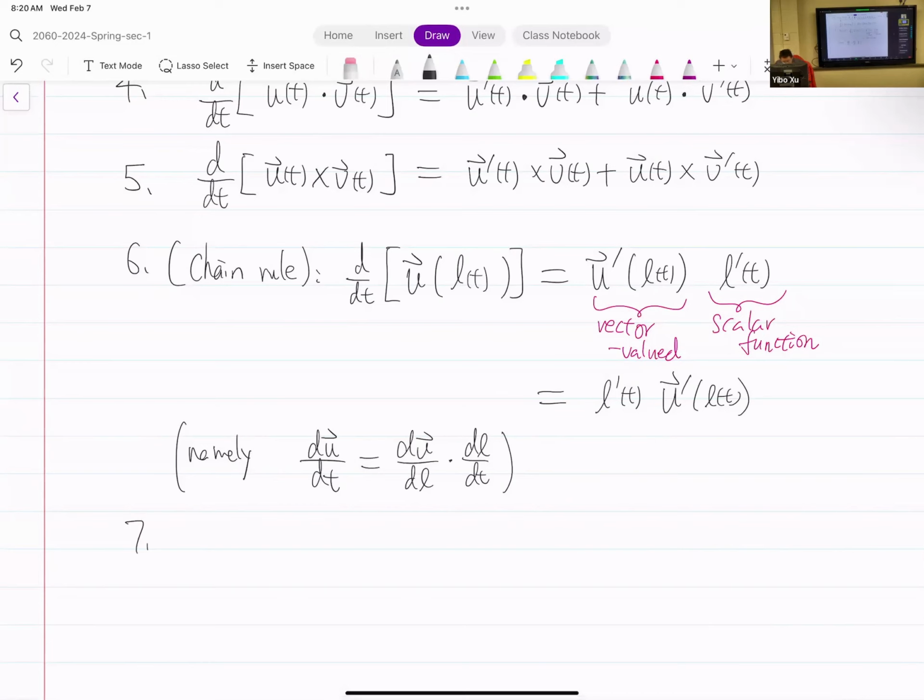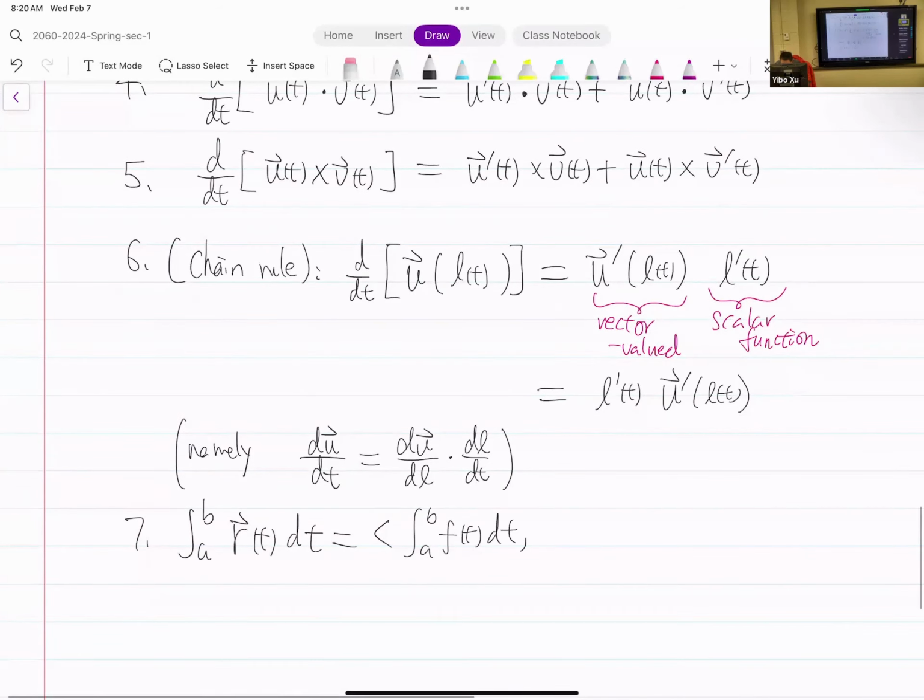Now these are derivatives, right? And what about the integration? If you have a definite integral from a to b of our vector function r of t, that's still component-wise integration. So for the definite integral from a to b, we just integrate the first component. And then for the second component, we do the integration on the same interval. And then for the last component, we do the same operation, the definite integral from a to b, dt.